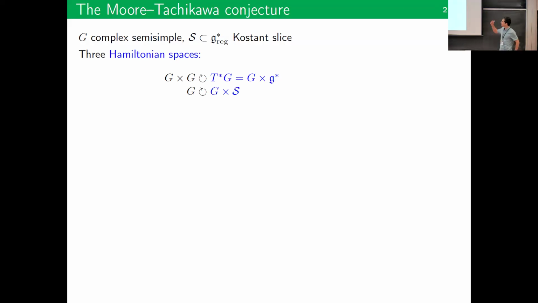The second one is a symplectic subvariety of that. We're taking G cross S, where S is the global slice, viewed as a submanifold, and it's a symplectic submanifold. We've broken some of the symmetries, but there's still the left G action which continues to act on that. And so that's still a Hamiltonian space for one of the G actions.